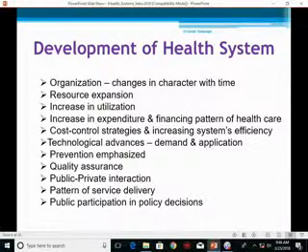And then the other thing is, one of the policy goals is to ensure quality assurance. We call it quality assurance, ensure that the services provided are of good quality. And then public-private interaction. How do they work together? Pattern of service delivery. Public participation in policy decision, that is the stakeholder involvement. So these are factors that you need to take into consideration when you are developing a health system.